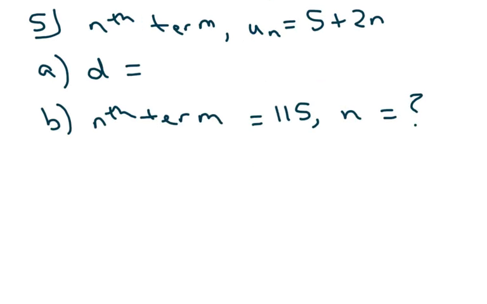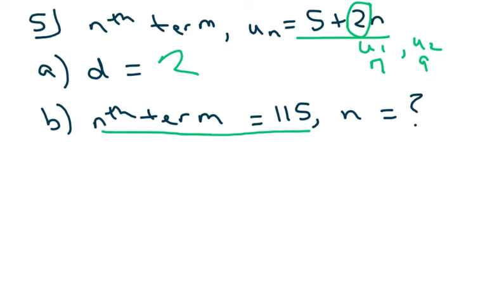The next one is, they gave you the nth term is 5 plus 2n. Your common difference is 2. Remember, arithmetic sequences are linear, so that's your slope. If you wanted to, you could write some out. a sub 1 would be 7, you just plug in 1, and then a sub 2 would be 9. So our common difference is 2. It says, given the nth term is 115, find n.